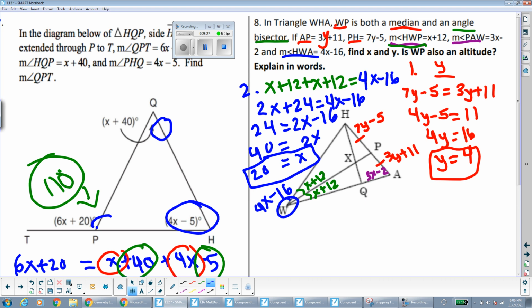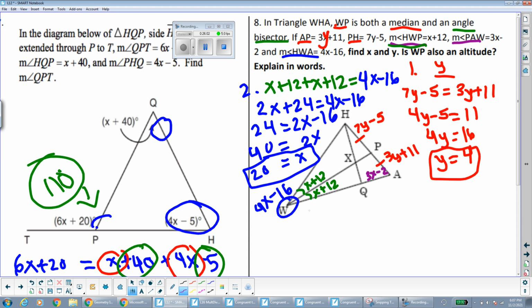The only last part of the question is WP also an altitude, and we should explain it in words. Remember, an altitude's a perpendicular line. That means it forms a 90-degree angle. So what we need to do now is take our x value, since the angles here have x's in them. We have to plug in and see if there is a 90-degree angle. If WP is an altitude, the 90-degree angles would be over here, just so everybody knows what we are looking for. So let's figure it out and see if there actually are 90-degree angles here.